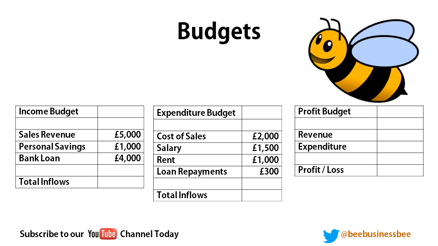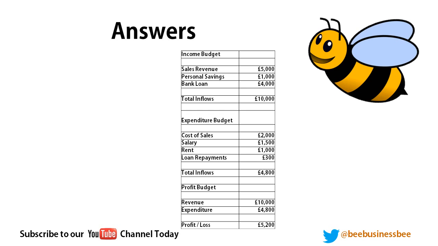Okay, hopefully you've got the answers for me. The first one here, the income budget should be £10,000 down here, adding these together. The expenditure budget should be £4,800, adding these all together here. And carrying this figure here and this figure here and putting it into your revenue and expenditure budget should give you £10,000 up here, £4,800 up here, and gives you a total profit or loss of £5,200. See on the screen, there you go. There's the answers there. Nice and simple.